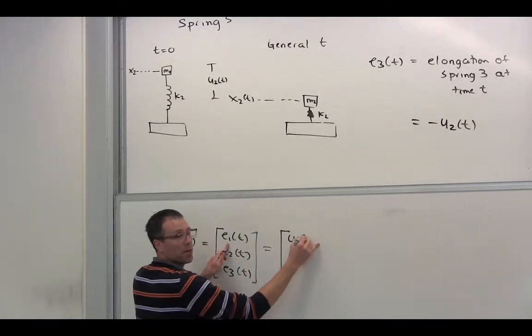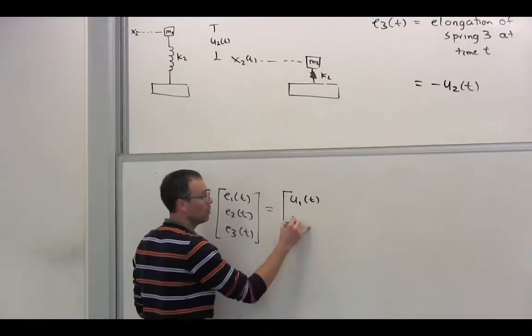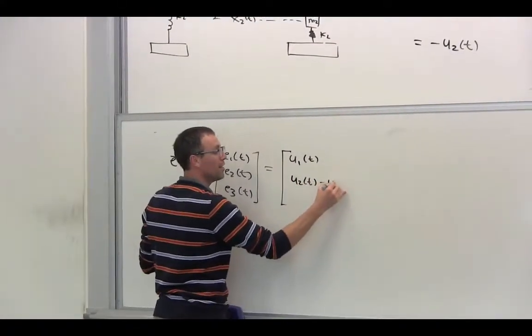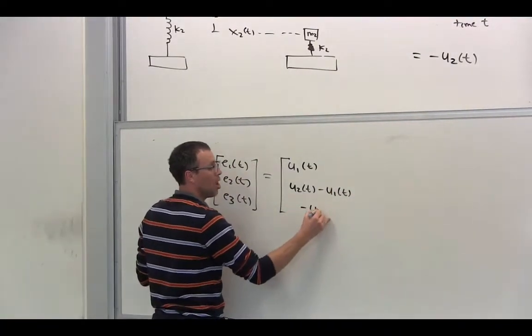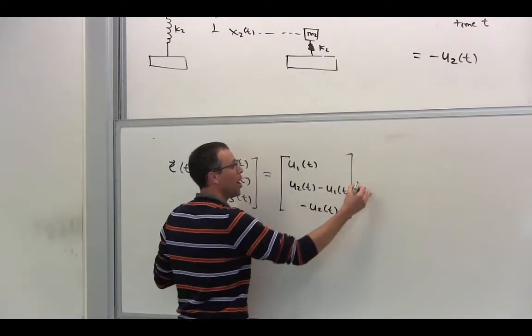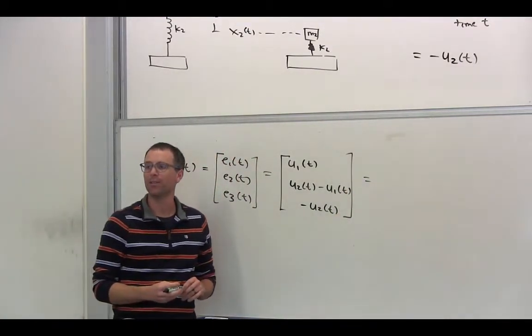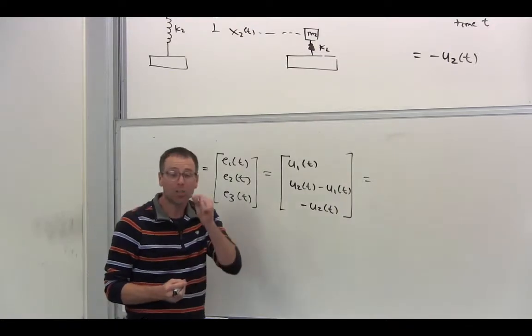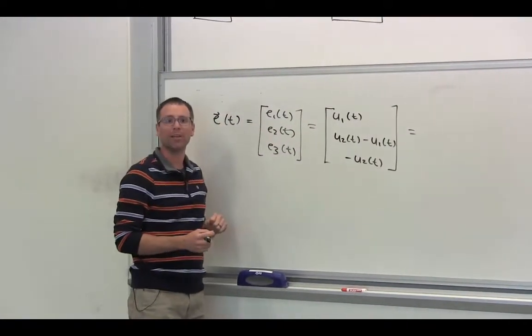Look at the elongation of spring 1. It was u1. The elongation of spring 2? u2 minus u1. Elongation of spring 3? When we're creating a model, are we doing it column by column or entry by entry? The actual modeling problem here, did we do these all at once or do them separately?